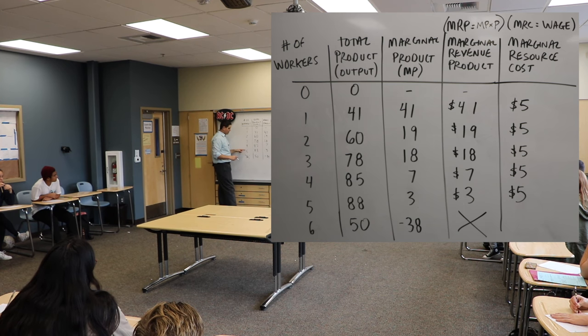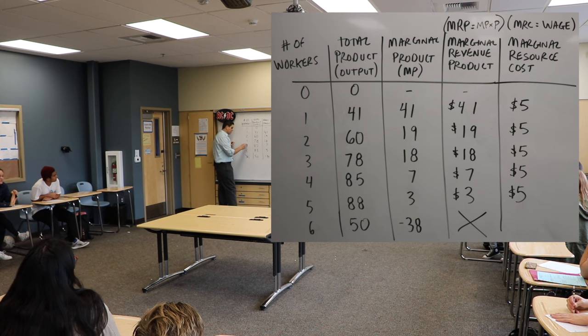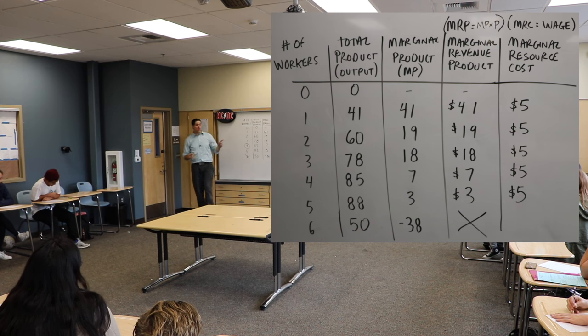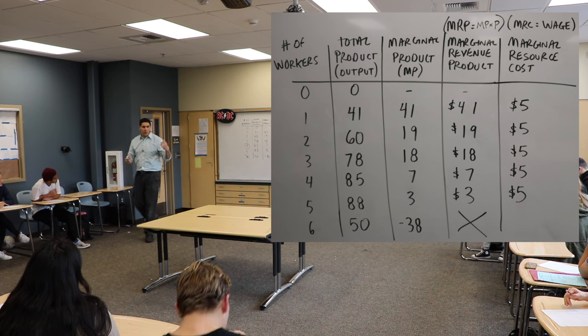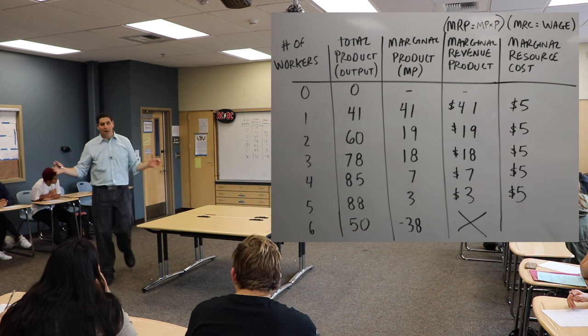Fourth worker. Yes, five workers. No, the right answer is four workers, but we're not done. Now you have to calculate the profit. So what's the total revenue? What's the total cost, including your fixed costs? How much is the profit?